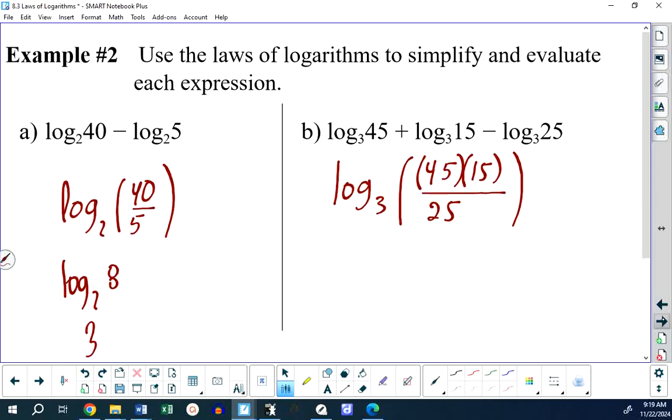But this is log base 3 of 27, which you should know like the back of your hand at this point in time is 3. I think maybe even log base 3 of 27 is 3 without even thinking about it, possibly. It's the exponent to which you raise 3 to get 27.